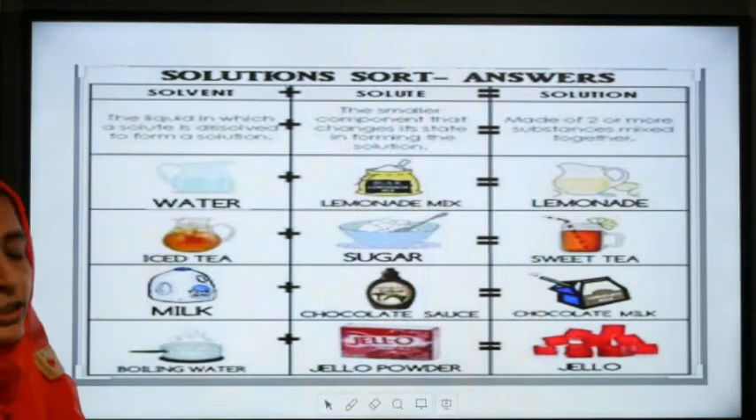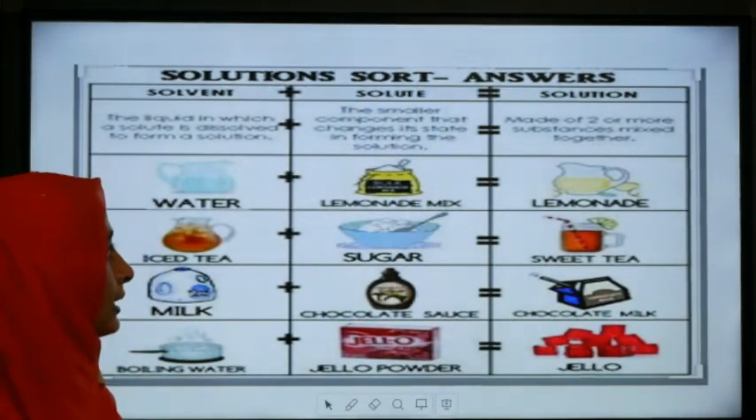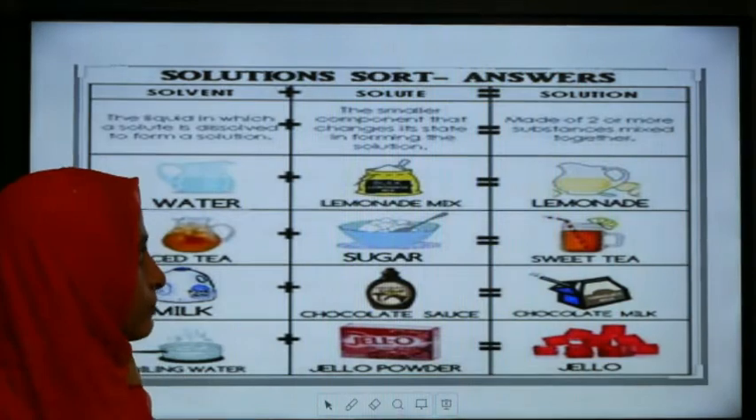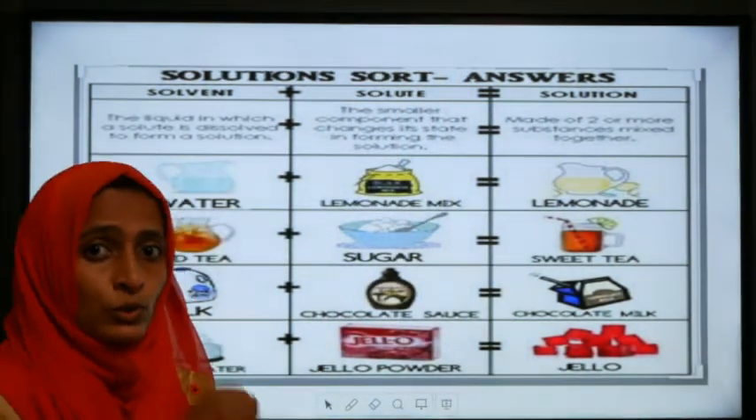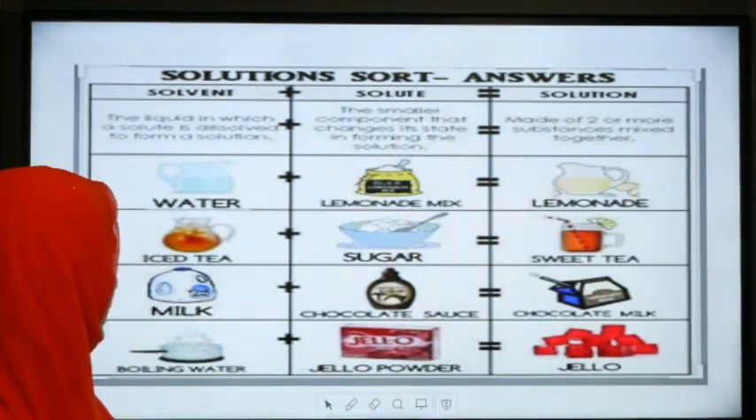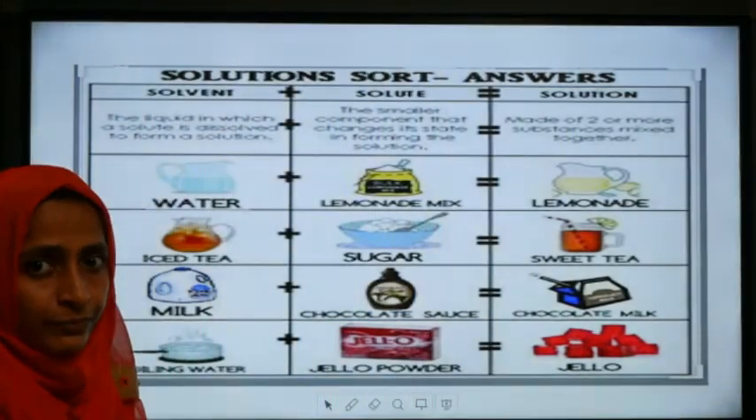The solvent used in the case of lemonade is water, and the solute, here it is given as lemonade mix. Even instead of lemonade mix, you may use lemon juice as well as sugar. Then coming to sweet tea, the solvent is iced tea and the solute is sugar.